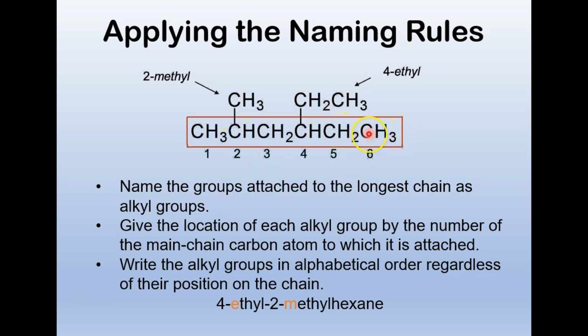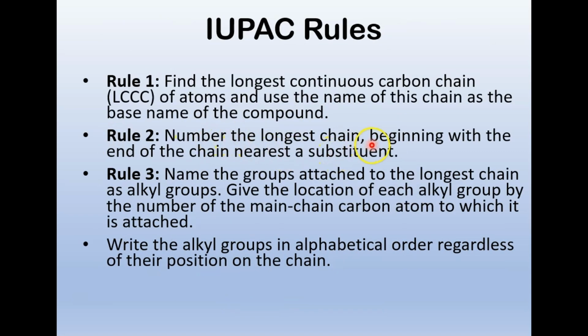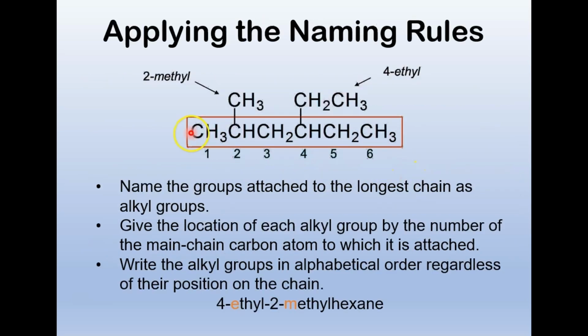And if I started over here, I'd go 1, 2, 3, and have an ethyl group. But I don't want to start over here with the number 1. I start over here with the number 1 because of the previous rule: number the longest chain beginning with the end of the chain nearest a substituent. So we start over here because I get a substituent on carbon number 2. If I started over here and went 1, 2, 3, I'd have an ethyl substituent on carbon number 3. So I start numbering the chain right here at number 1.